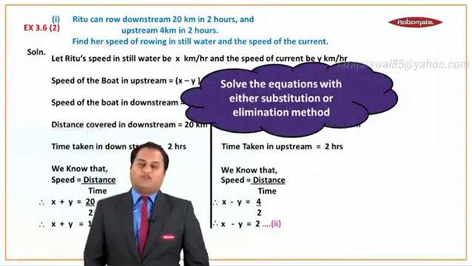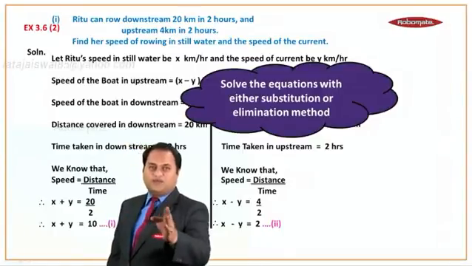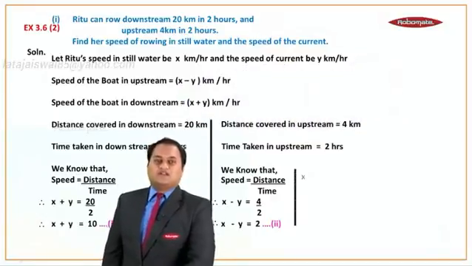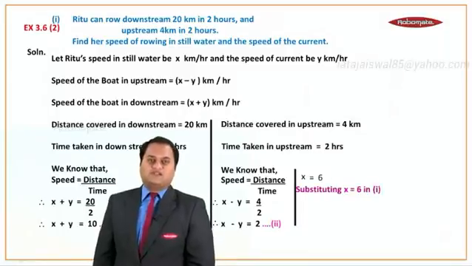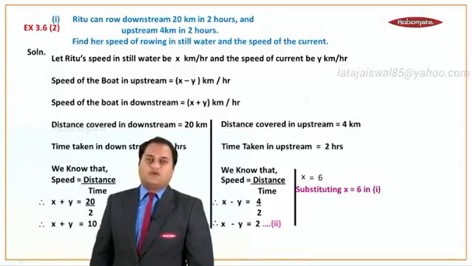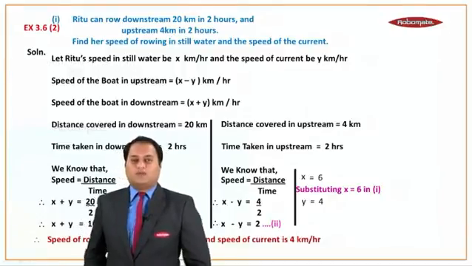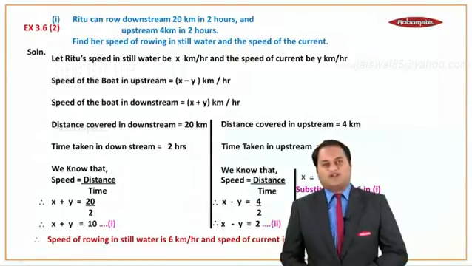Now you can solve the equation either by substitution method or elimination method. I think the elimination method is better. x plus y, x minus y, you can directly add and get the answer. The answer is 2x, and y will get cancelled. You will get x is equal to 6. Substitute x is equal to 6 in the first equation. You will get y is equal to 4. So we come to a conclusion that the speed of rowing in still water is 6 kilometers per hour and the speed of the current is 4 kilometers per hour.